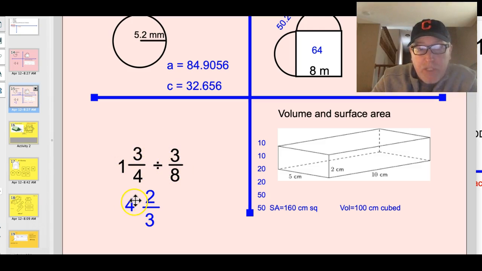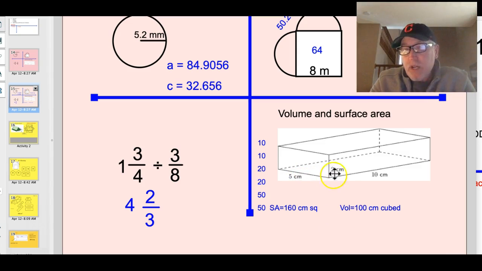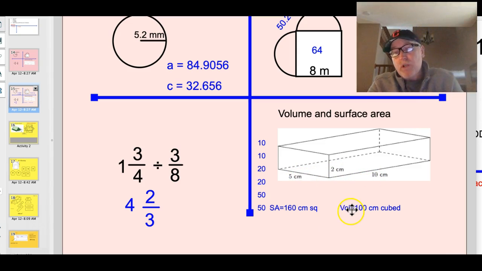All right, down here, you make this into a mixed number, and then do the old keep, change, flip on this. You will get 4 2/3. And your volume and surface area. Here's the surface area laid out: 2 sides of 10, 2 sides of 20, 2 sides of 50, total of 160 centimeters squared. And your volume, 5 times 2 times 10, is 100 meters cubed.